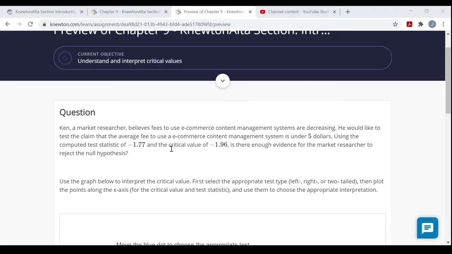And the critical value is negative 1.96. Now, again, the critical value is just the z-score or the t-score that is the boundary, the entrance to the rejection region, the region with an area of alpha, an area of the significance level. So is there enough evidence for the market researcher to reject the null hypothesis?